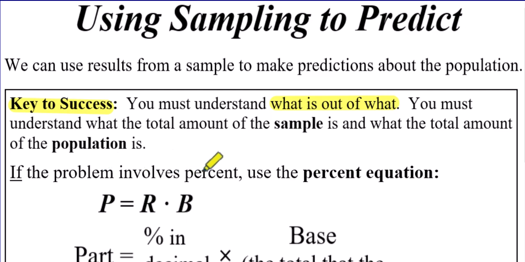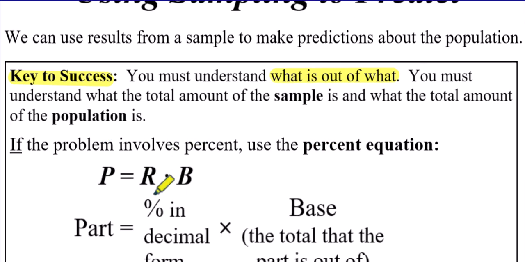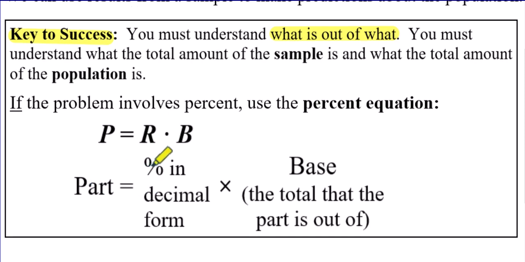If the problem involves percent, then don't forget about the percent equation. The percent equation is the part equals the percent in decimal form times the base. And the base is another word for the total. But make sure you're using the correct total that the part is actually out of, because there could be two totals. There's a total amount for the sample, and there's also a total amount for the population. So please realize there's going to be more than one total.